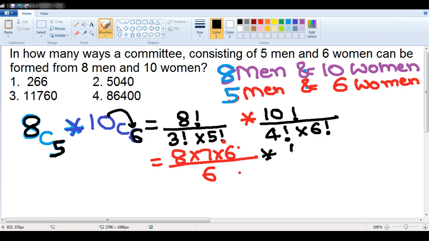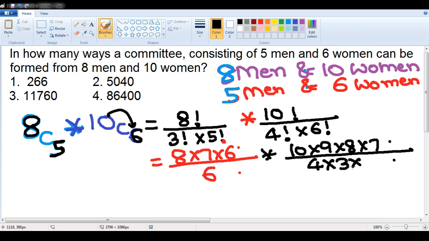If I simplify, it is 10 into 9 into 8 into 7. That 6 factorial in the numerator cancels with 6 factorial in the denominator. This 4 factorial is 4 into 3 into 2.